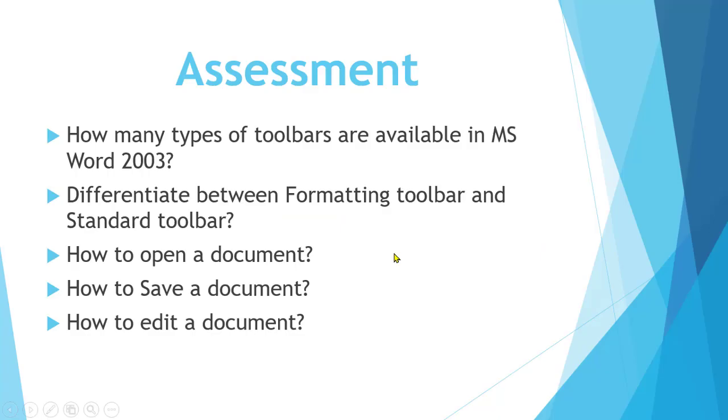Now students, it's time for assessment. Question number 1 is, how many types of toolbars are available in MS Word 2003? Question number 2, differentiate between the formatting toolbar and the standard toolbar. Question number 3 is, how to open a document. Students, this is about how to open an already saved document. Next question is, how to save a document, how to edit a document.